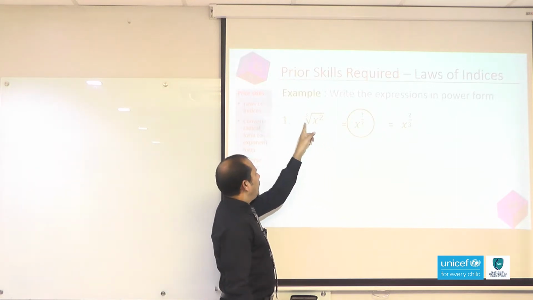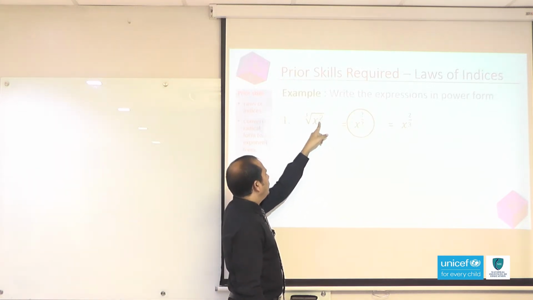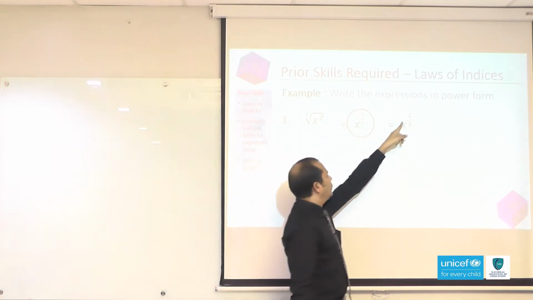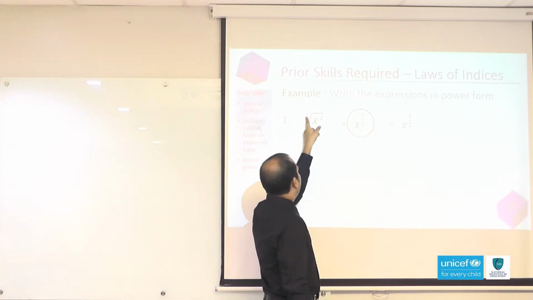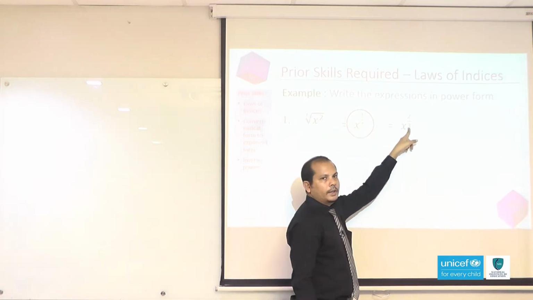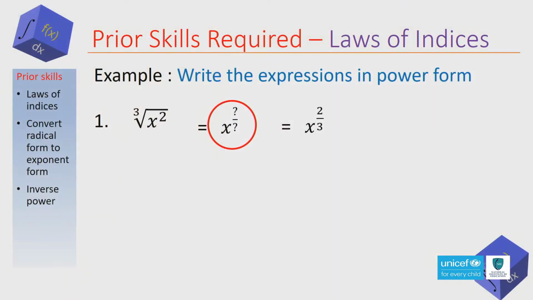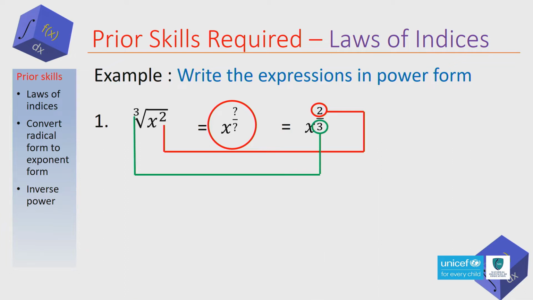Be very careful about this. The power is on the numerator of this fractional power, and the root goes to the denominator of that rational power. It goes this way: 2 goes to the numerator and 3, which is the root, goes to the denominator. This rule will be very, very important in integration.